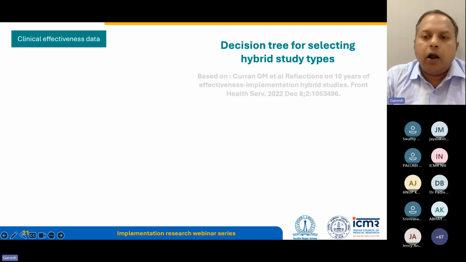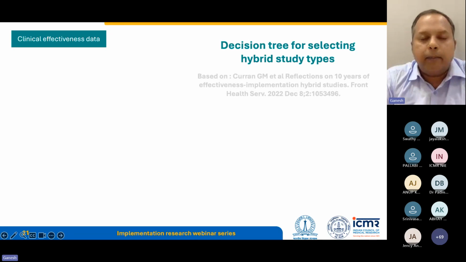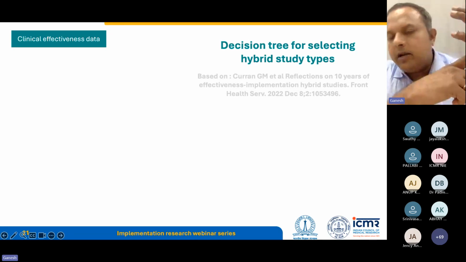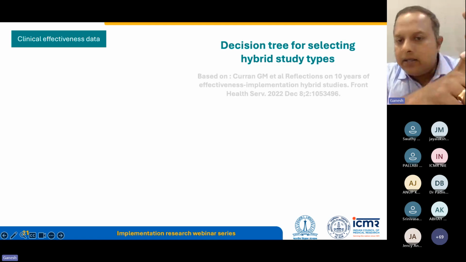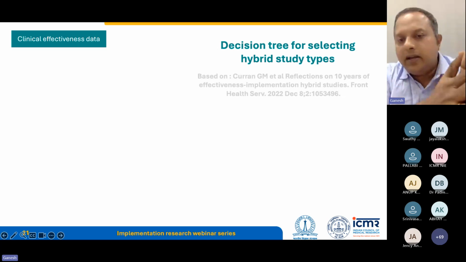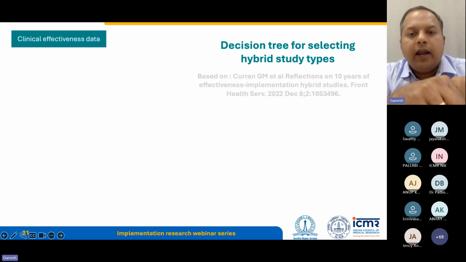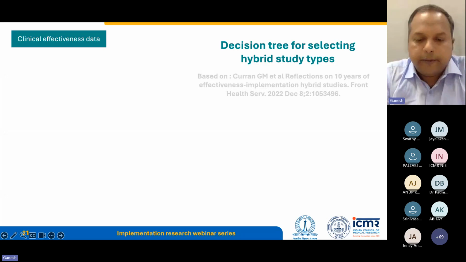Now we'll explain how to choose which type for our specific research question. It depends upon the research question. It depends upon the existing evidence. It depends upon what we know about all the terminologies I mentioned, which is clinical effectiveness, what we know about the implementation strategies, what we know about the adaptation of this clinical effectiveness intervention into the contextual setting, as well as whether it is ready for a large-scale evaluation at a reasonably mature stage.